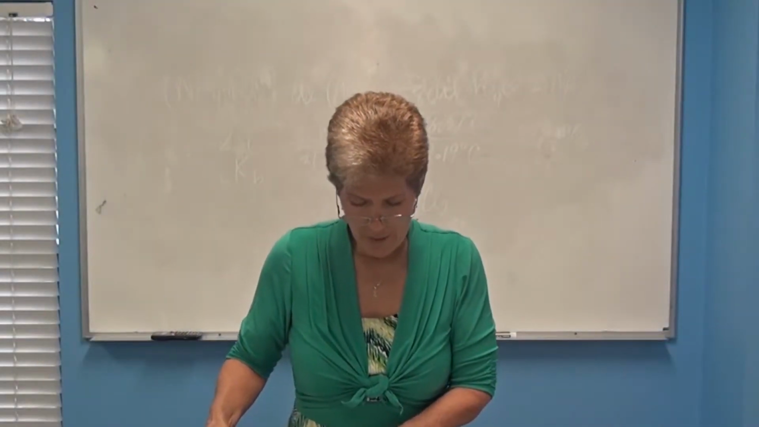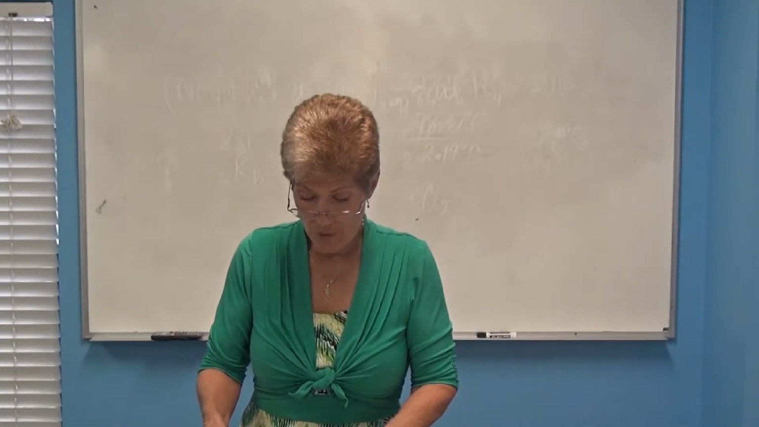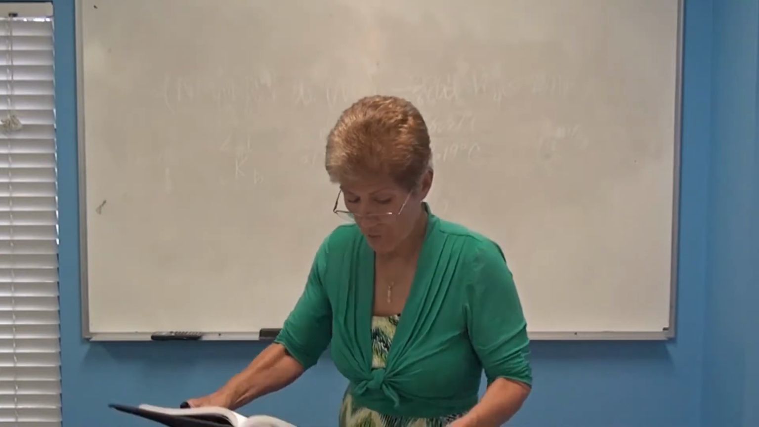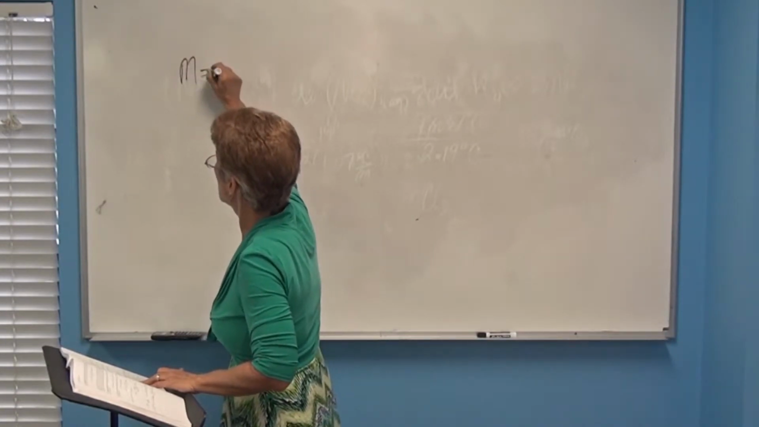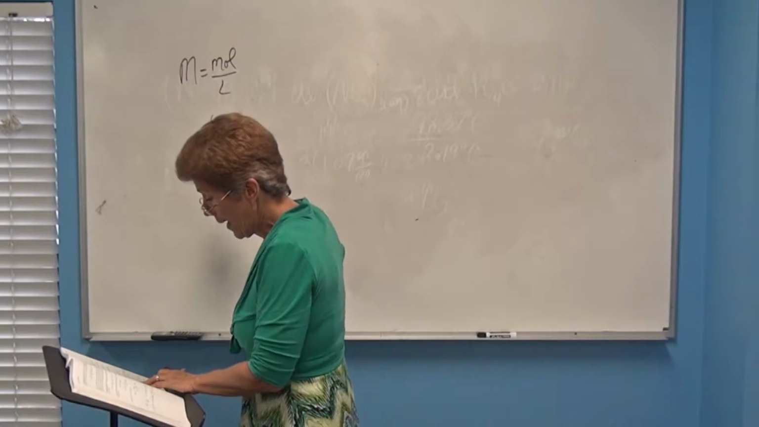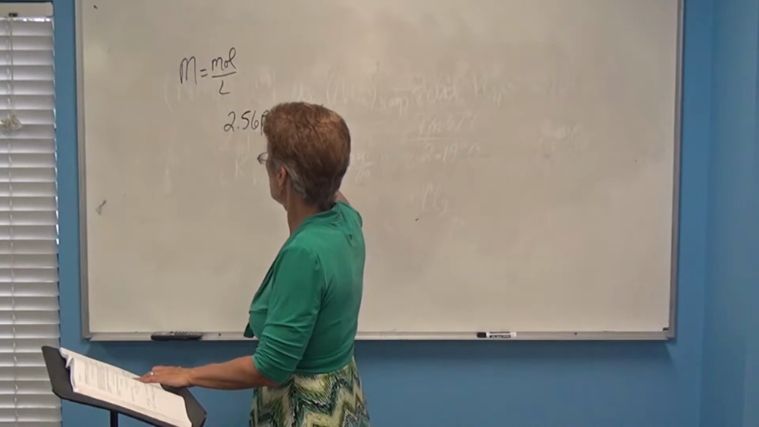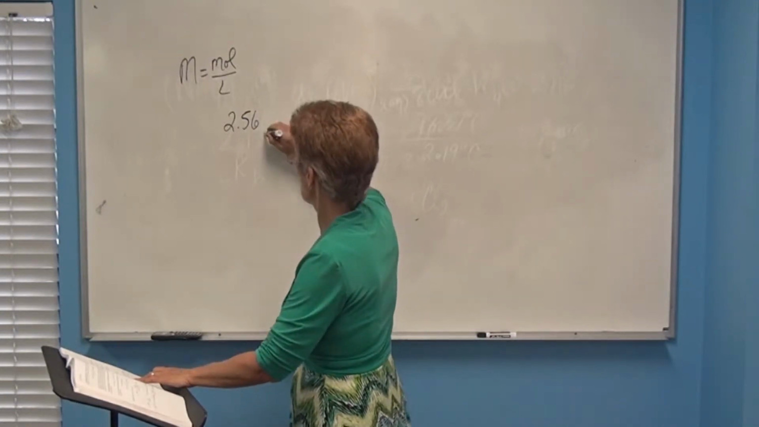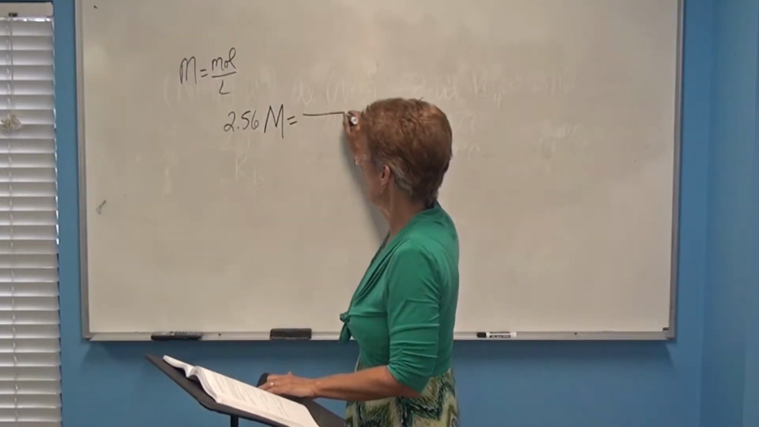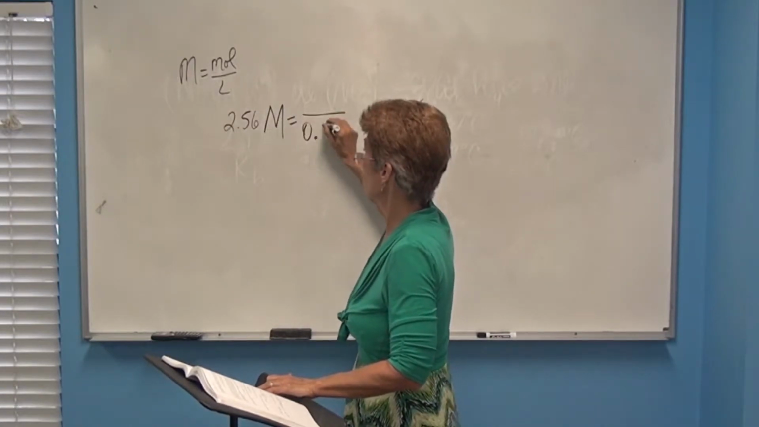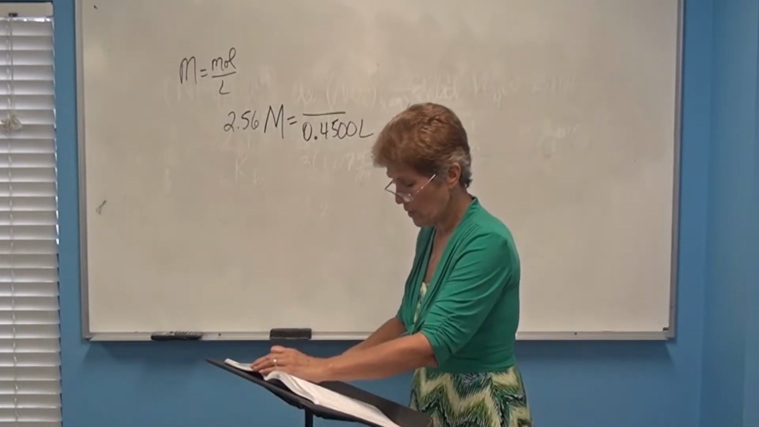Number 9, how many grams of potassium chloride will you need to make 450 mils of a 2.56 molar solution? Okay, so we remember that molarity equals moles per liter, and we want to make a 2.56 molar, big M, molar, solution. We are given the volume in milliliters, so make sure that you convert that to liters. If you didn't, you are going to lose points.